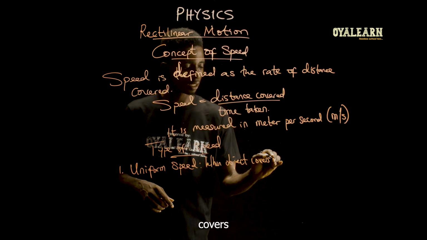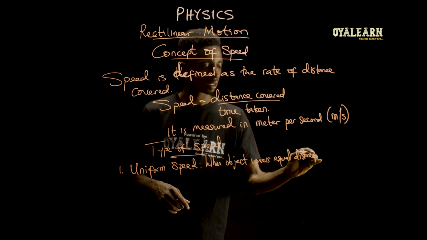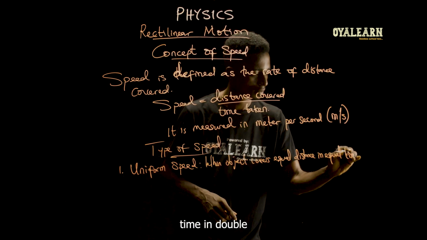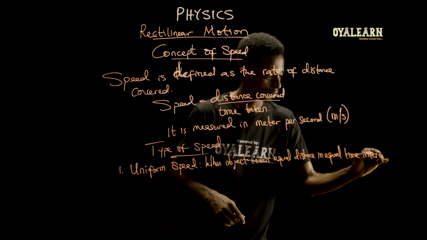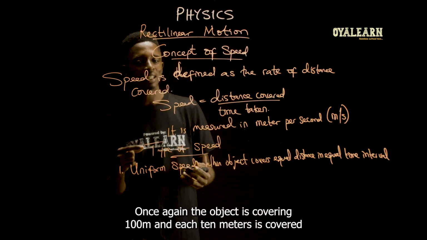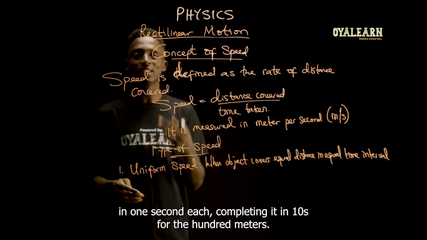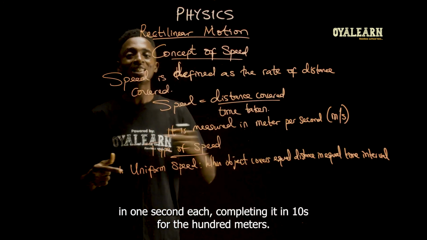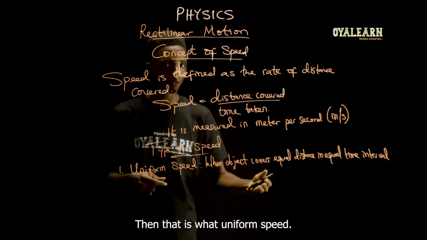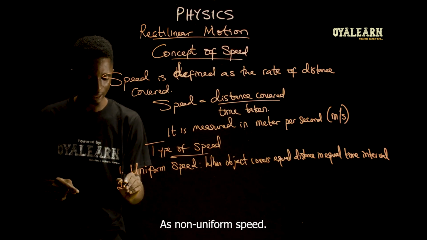So when an object covers equal distance in equal time interval, that is uniform speed. Once again, if the object is covering 100 meters and each 10 meters is covered in 1 second each, completing it in 10 seconds for the 100 meters, then that is what? Uniform speed. Now, there's another one known as non-uniform speed.